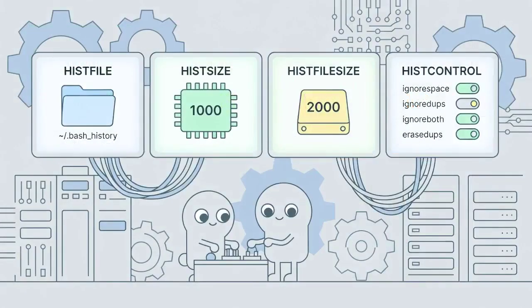For environment variables, control how history behaves. HISTFILE is where history gets saved, defaulting to ~/.bash_history. HISTSIZE is the in-memory count, HISTFILESIZE is the on-disk count, and HISTCONTROL filters what gets recorded with options like ignorespace, ignoredups, ignoreboth, and erasedups.